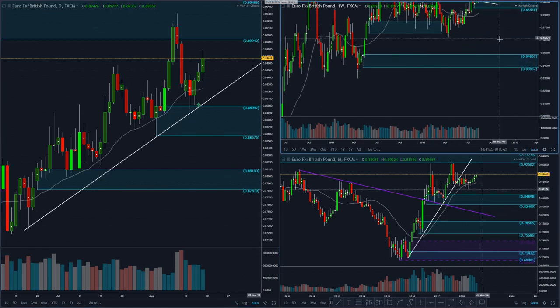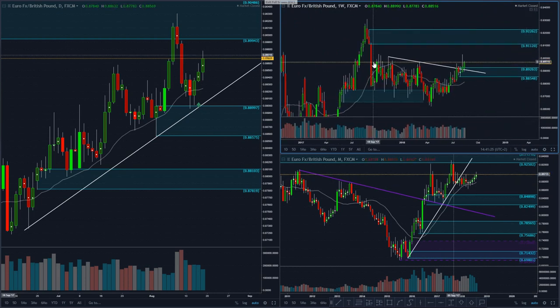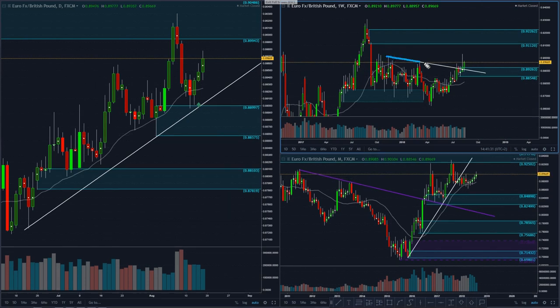This is the Euro pound, and this chart is a little bit doing nothing. You can see how many weeks it's on the sideways. However, what happened now is that we can see the break of this trend line, and we have a new demand zone created, which was actually tested right away, and the price is reacting from here.